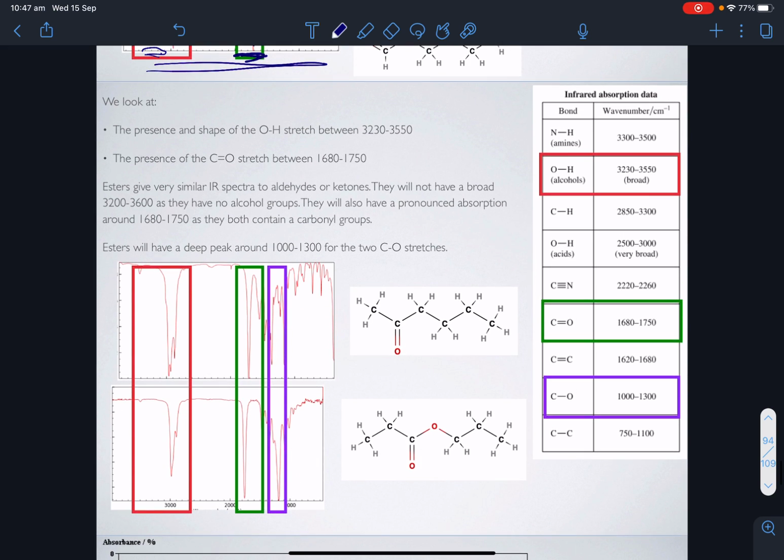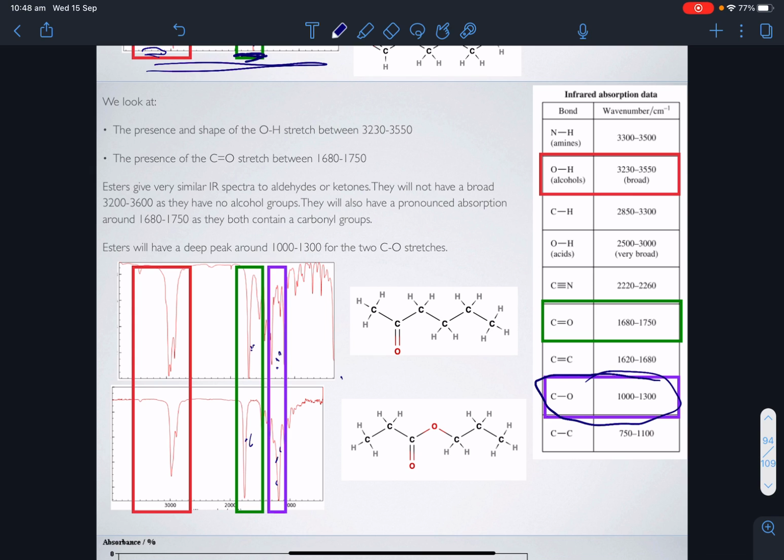Okay, esters. Esters give similar results to aldehydes and ketones. They will not have a broad alcohol group peak. They will also have a pronounced absorption around 1680 to 1715. Okay, so let's have a look at that. Up the top here, I've got my carbonyl in green. And notice this new carbon-oxygen deep peak here, the 1,300 peak there. Still in red, no alcohol group there.